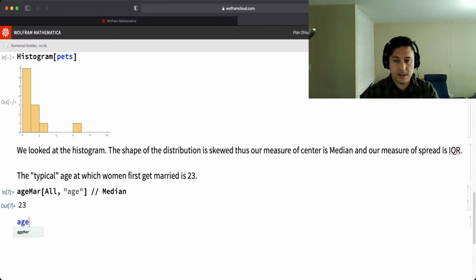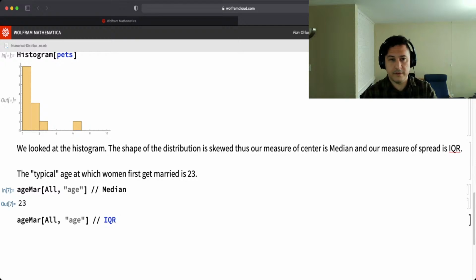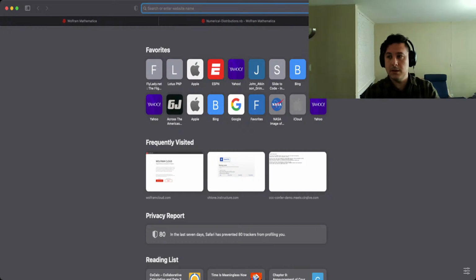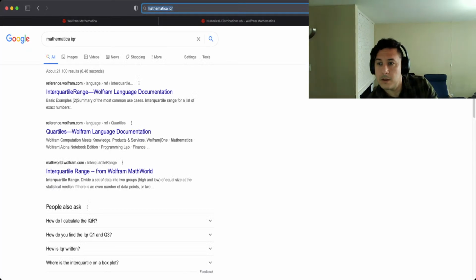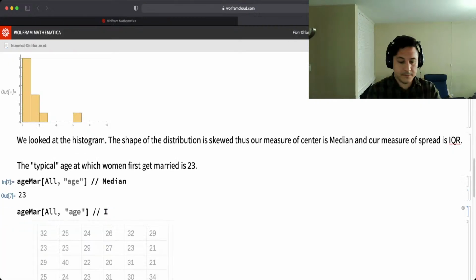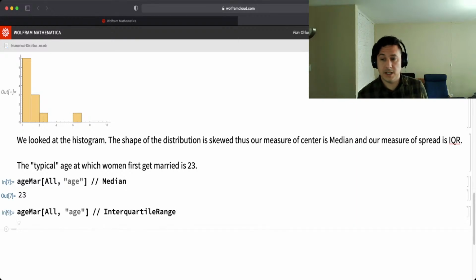Okay, and then we can have it calculate the IQR for us. We can say, take our data, age mar, all rows, age variable, // and we can put in IQR, and it will calculate it for us. Oh, my bad. You have to literally type interquartile range, not just IQR. The IQR is what interquartile range stands for.